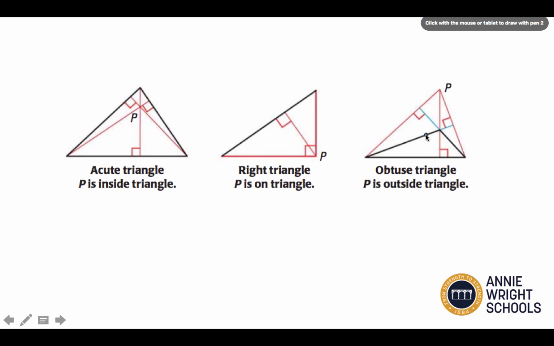So the altitude is the red line from here to here. The altitude is the red line from here to here. The altitude is the red line from here to here. The lines containing those 3 altitudes right there.